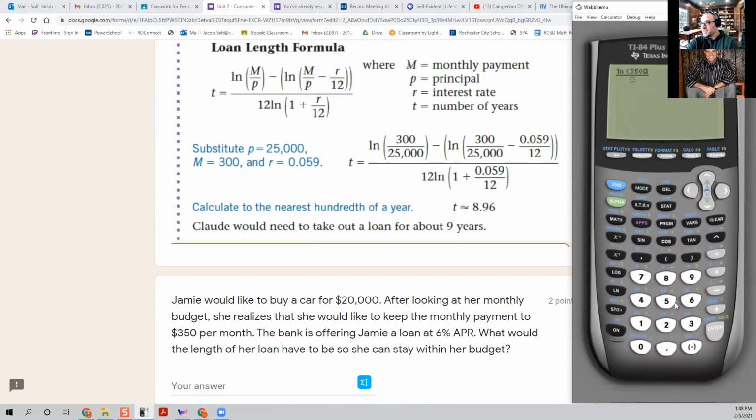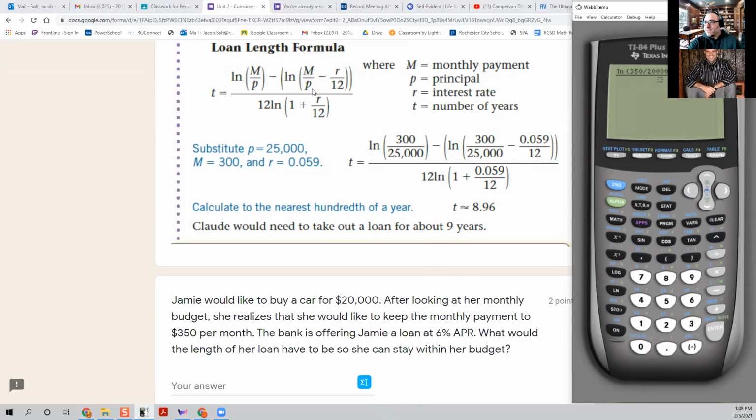Divided by 20,000, that's the principal. So 350 divided by 20,000. Right, okay, I did that part. Now I'm going to do minus the natural log of, oh wait, they wanted me to do a parentheses in there. So let me add a parentheses. Let me put a natural log in there. Okay, now I got it.